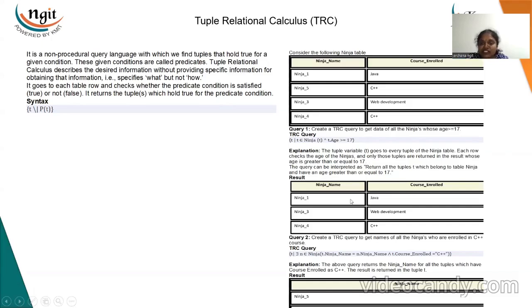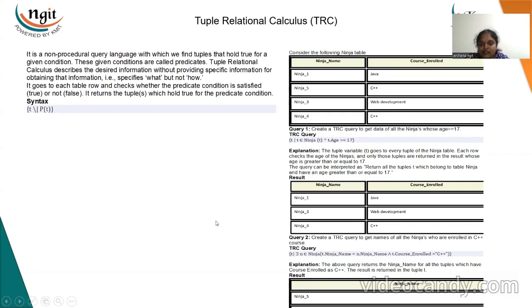Now let us look at the result which is obtained from this particular query. Here I have the age column as well. Only then will we be able to retrieve these set of records. We didn't add it here.